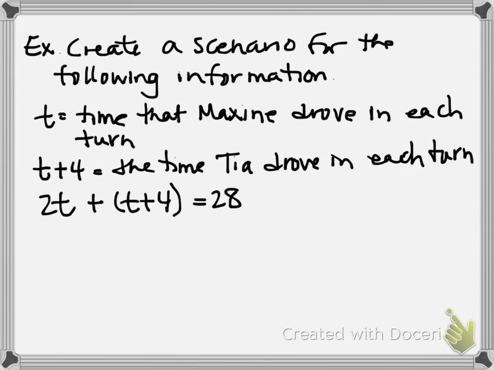Okay, so keep that in mind. You got to think logically about how would I measure speed in a car. Okay, it would be miles per hour, or kilometers per hour, depending on what country you're in. So let's see if we can come up with this scenario. We've got one person who takes 2 turns. We've got somebody else who takes 1 turn, but she drives 4 hours longer than the other person. What's the 28 represent?